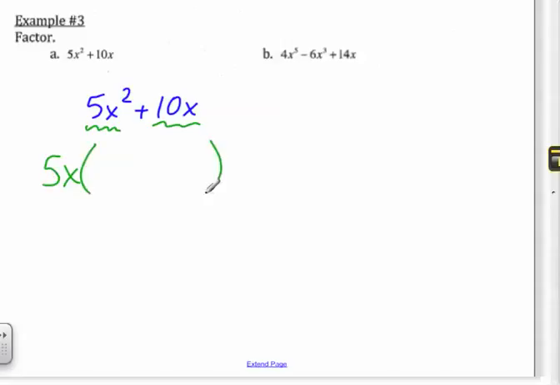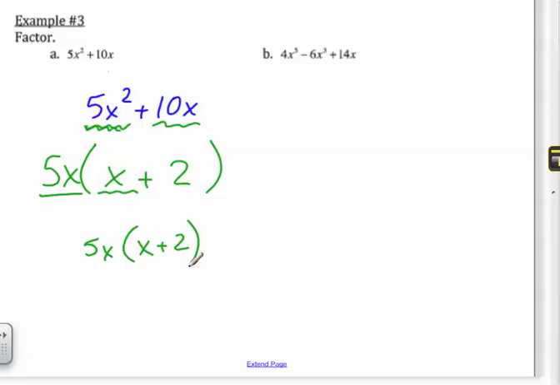Now, last night's homework helped us practice seeing what we need to multiply to get a monomial. If I want to get 5x squared, what do I have to multiply 5x by? Troy? 5x times what gives me 5x squared? By x. Okay, good. What do I need to multiply 5x by to get positive 10x? Benny? Positive 2, or plus 2. So when I factor this now, it's 5x times x plus 2.